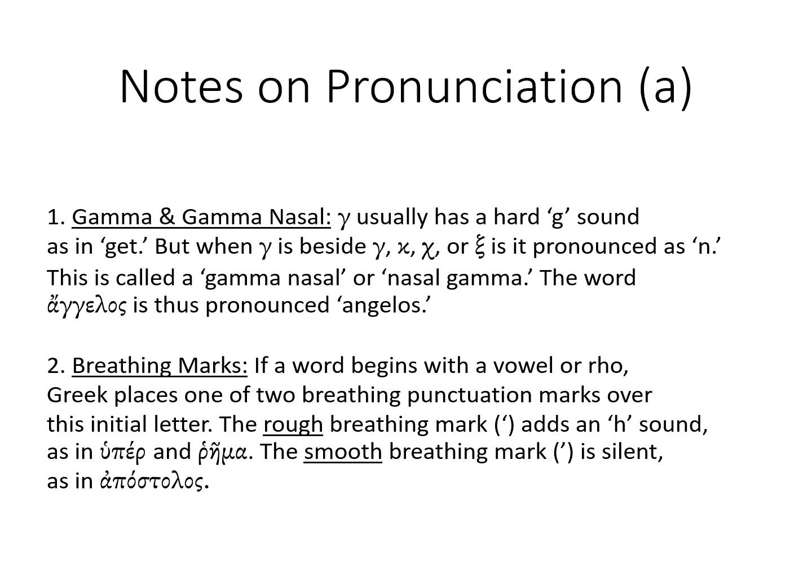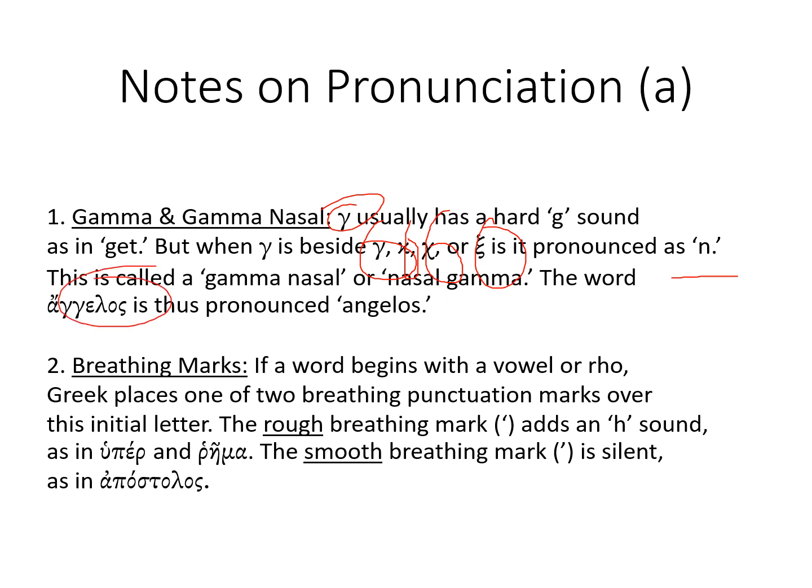Sometimes these letters are pronounced differently when they're in combination with one another. Thus, we have the gamma and the gamma nasal. The gamma usually has a hard G sound as in get, but when it's combined with kappa here, chi, or xi, or another gamma, it's pronounced with the n sound, as in angelos.